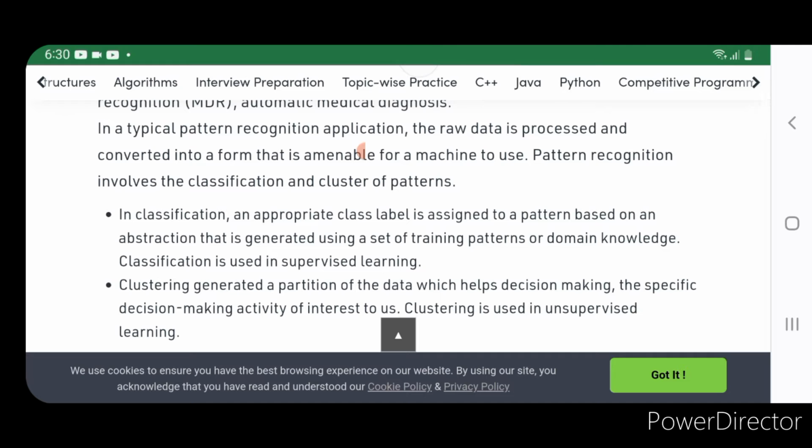In classification, an appropriate class label is assigned to a pattern based on an abstraction that is generated using a set of training patterns or domain knowledge. Classification is used in supervised learning. Clustering generates a partition of the data which helps decision making. The specific decision making activity of interest here is clustering, used in unsupervised learning.